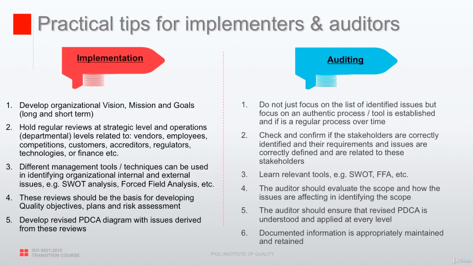Now, some key points for auditors. Number one, do not just focus on the list of identified issues to be displayed by the auditees, but focus on their authentic process or tools which they have been using to identify the internal and external issues. Number two, check and confirm if the stakeholders are correctly identified and they are relevant to the organization, and the requirements and issues are correctly defined and are related to these stakeholders.